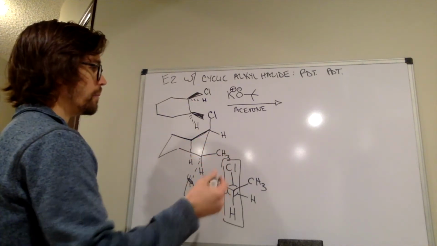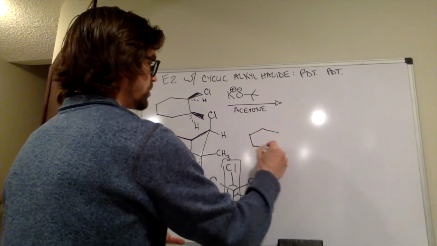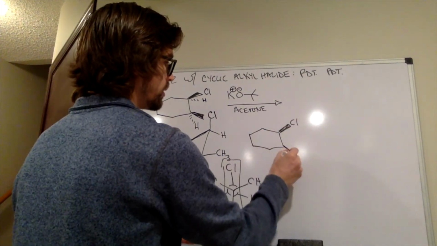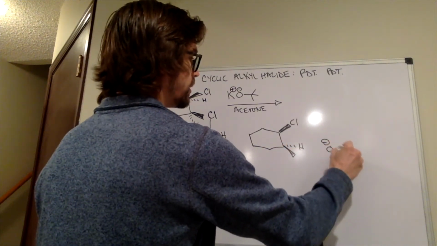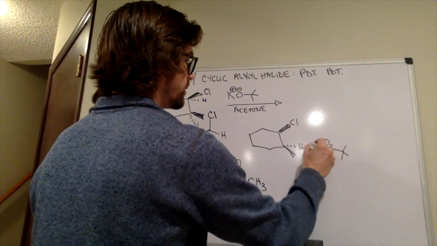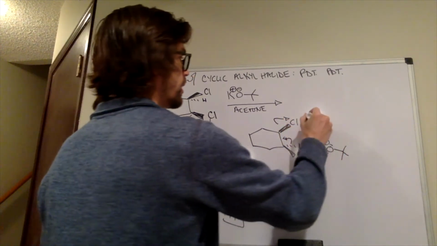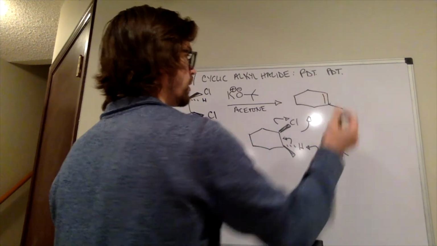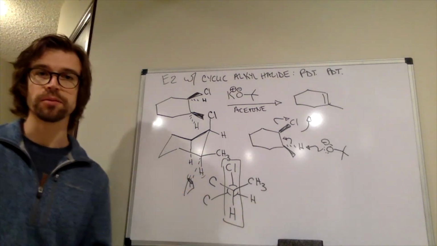So looking at that mechanistically, let's draw those arrows. Essentially, the base is grabbing that proton. Those electrons are going down to kick out the chlorine. That produces the tri-substituted product. Do we have another anti-periplanar hydrogen?